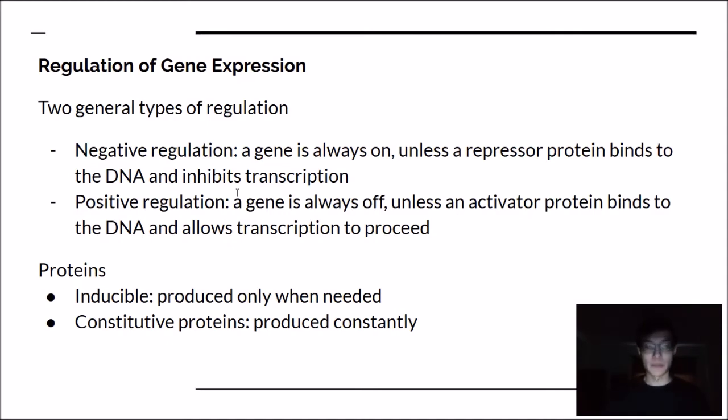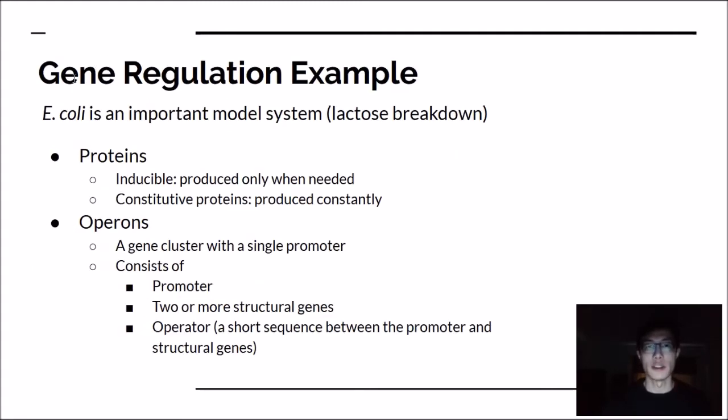Now, the proteins that are being transcribed in the process are also going to be different. So we generally categorize them into either inducible proteins or constitutive proteins. Inducible proteins are ones that are produced only when needed, whereas constitutive proteins are produced constantly. So if we're looking at gene expression and gene regulation, one great example that we can use is the E. coli model system, especially in regards to lactose breakdown.